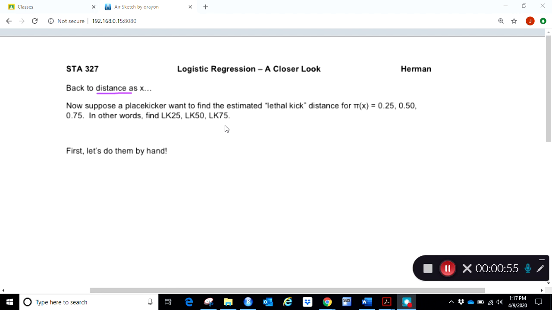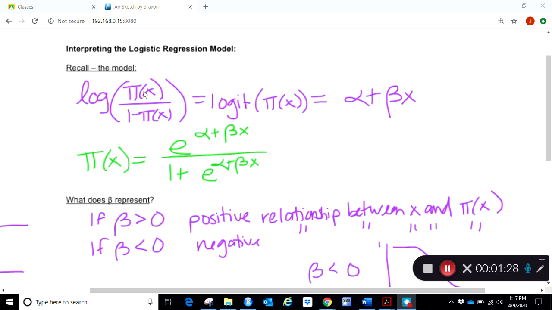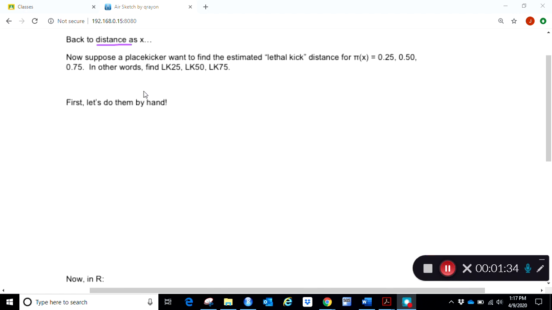Now, we did talk in the very first video about how we would use this formula to help us calculate it. Here's our generic formula. We've been given values of pi x to be able to use. Now that I've fit my model, I have estimated values of alpha and beta. Since those will be estimated values, I'm going to put a hat on top of x as well, simply because we are now estimating that value versus knowing the true value. So let's go ahead and do them first by hand.